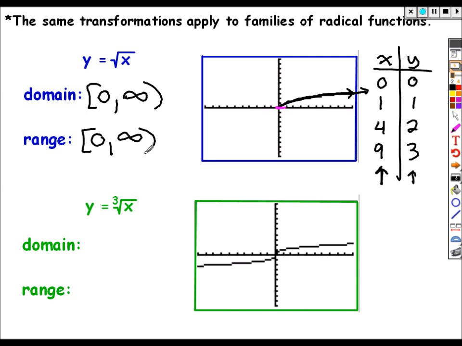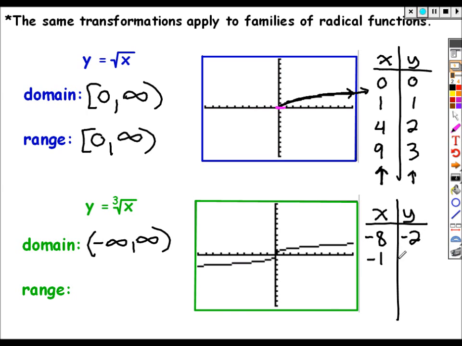So if I were making a table for the cube root function, I'd probably want to pick values that I can take the cube root of. Now remember, I can take the cube root of negatives. So I should be able to input anything in for x. The cube root of negative 8 is negative 2. Cube root of negative 1 is negative 1. Cube root of 0, cube root of 1. Cube root of 8 is 2, because 2 cubed is 8.